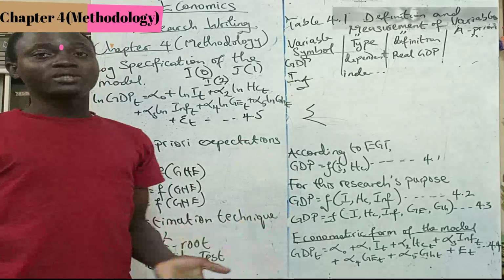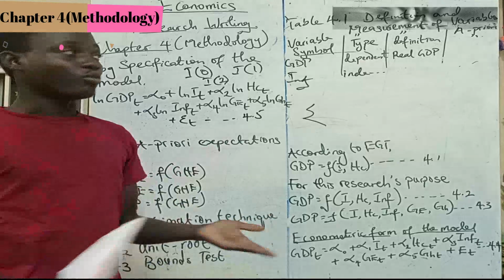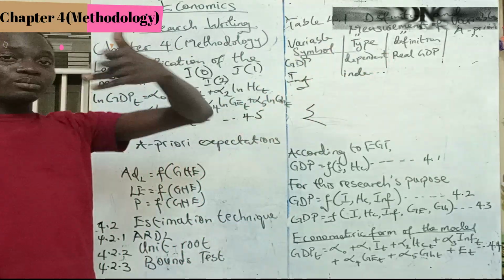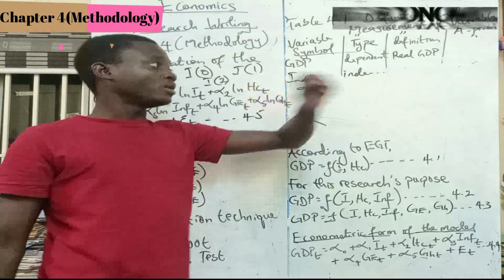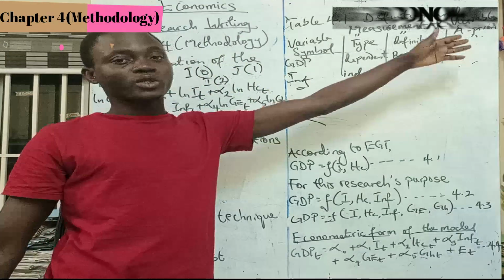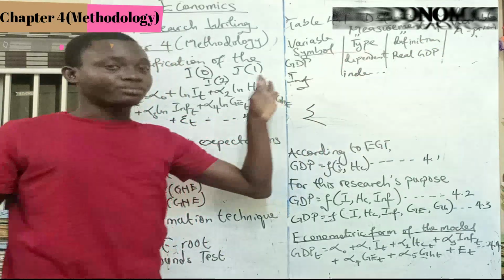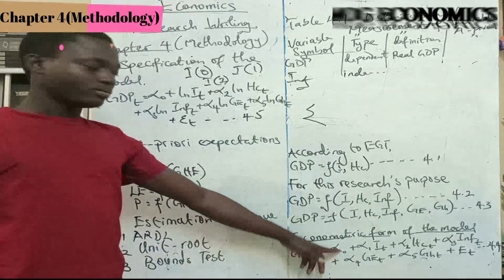Now, what's my a priori expectation? Do I expect inflation to be positively related, negatively related, or not related at all? I'm going to add that here. It depends on you. For me, I expect it to be negative. You don't need to give the reason. So inflation is expected to have a negative relationship with Nigeria's economic growth. You're done.